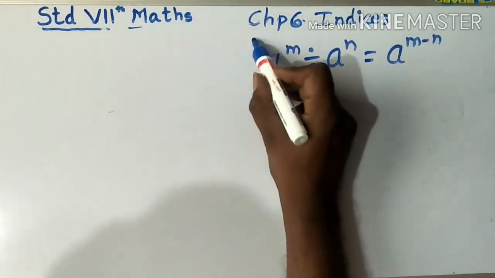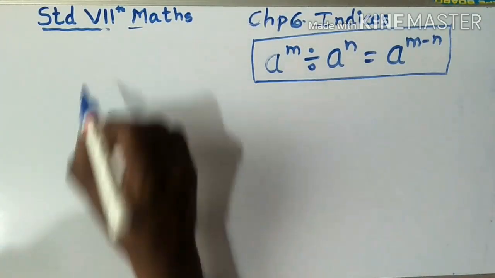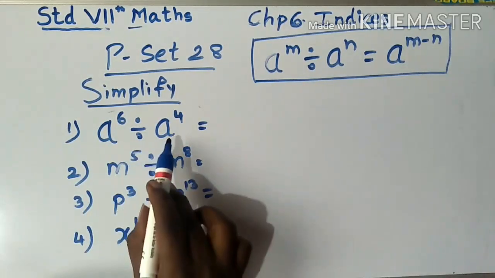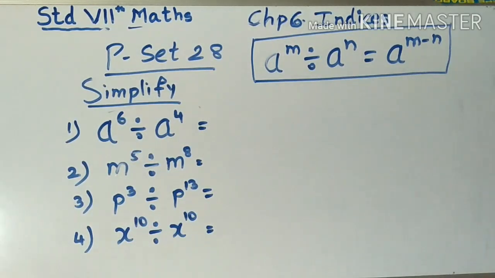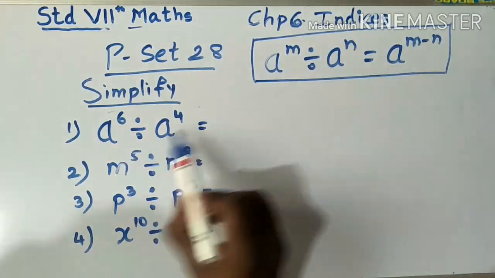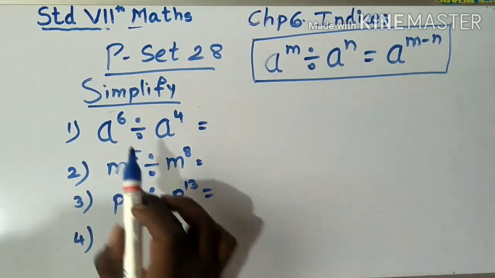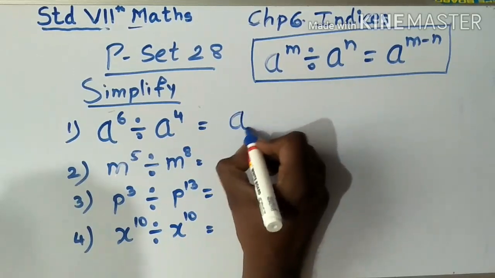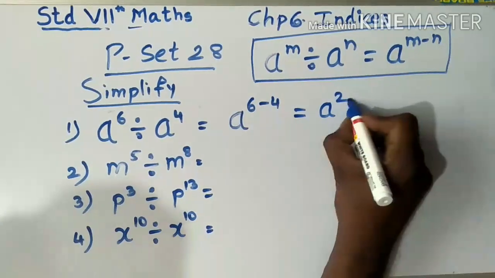Now let us solve practice set 28, which is given in the textbook. Simplify. First sum, a raised to 6 divided by a raised to 4. Now we have to compare this sum with this formula. When you compare, you have to subtract. A is the common base, and division is there, so you have to subtract. So a raised to 6 minus 4, which is equal to a raised to 2.